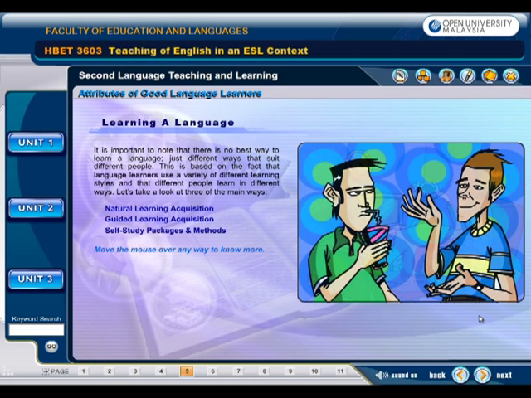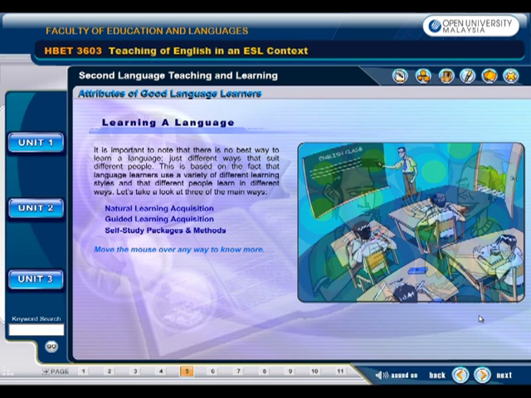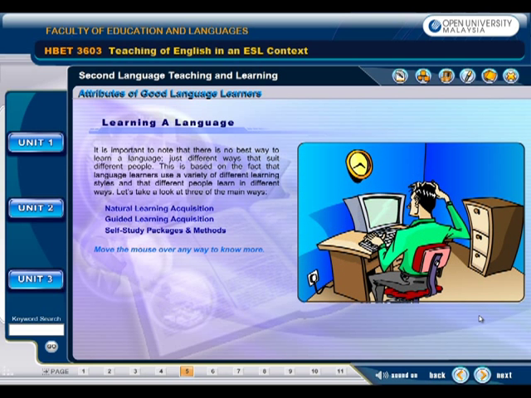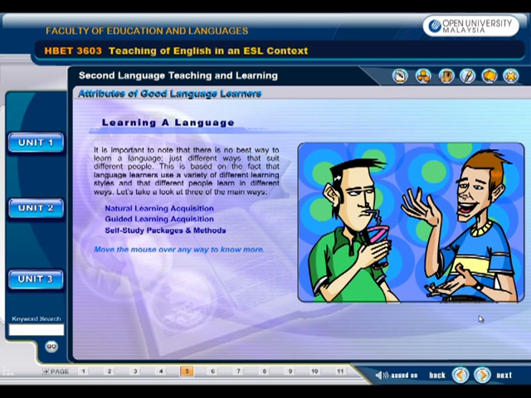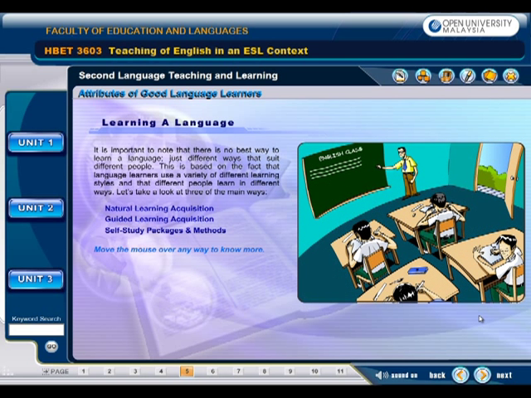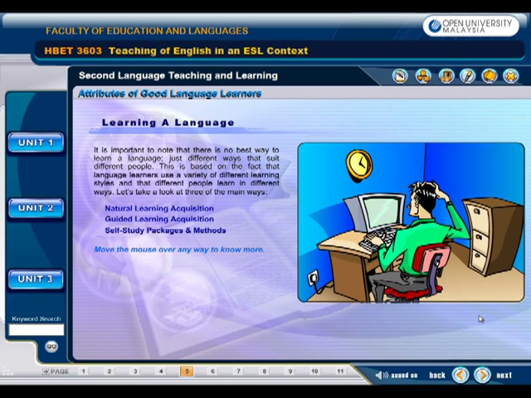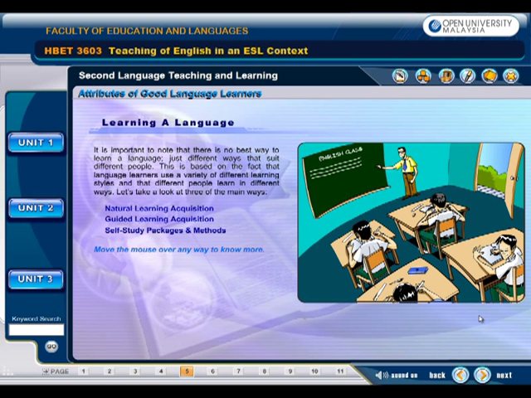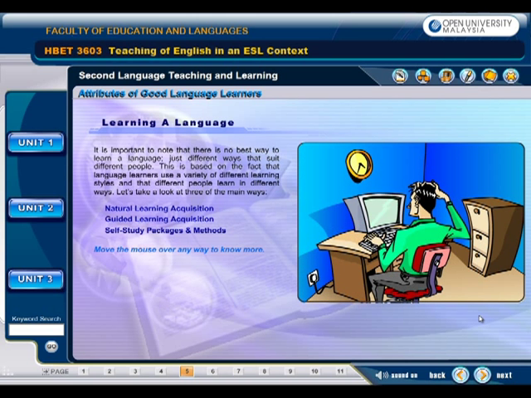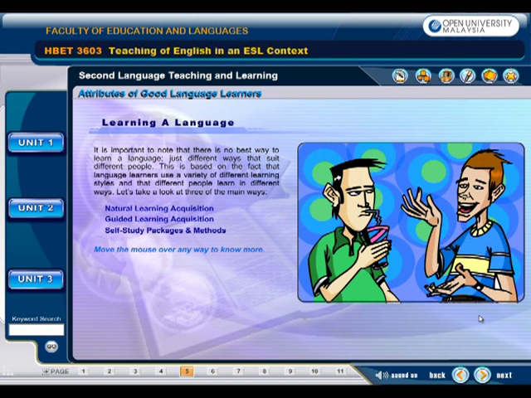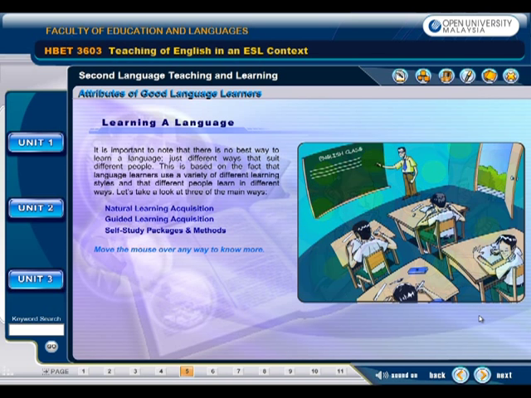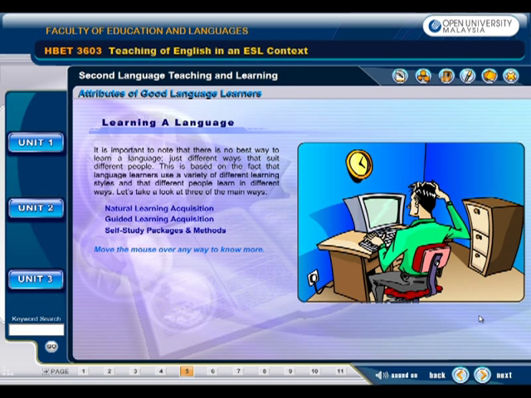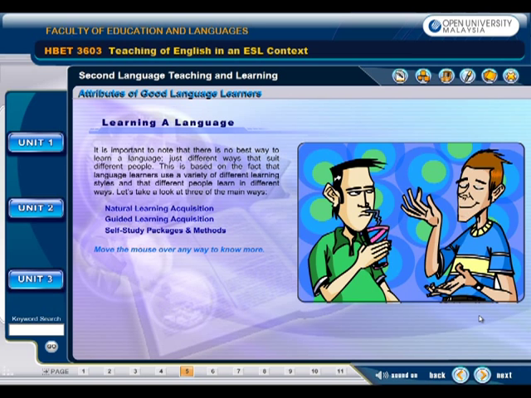It is important to note that there is no best way to learn a language, just different ways that suit different people. This is based on the fact that language learners use a variety of different learning styles and that different people learn in different ways. Let's take a look at three of the main ways. Natural learning acquisition, guided learning acquisition, self-study packages and methods. Move the mouse over any way to know more.